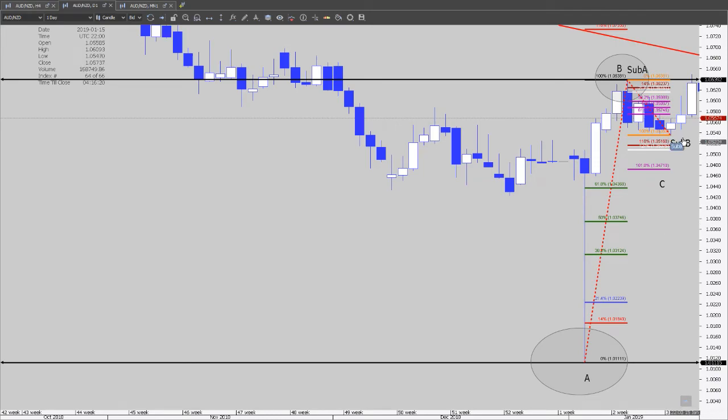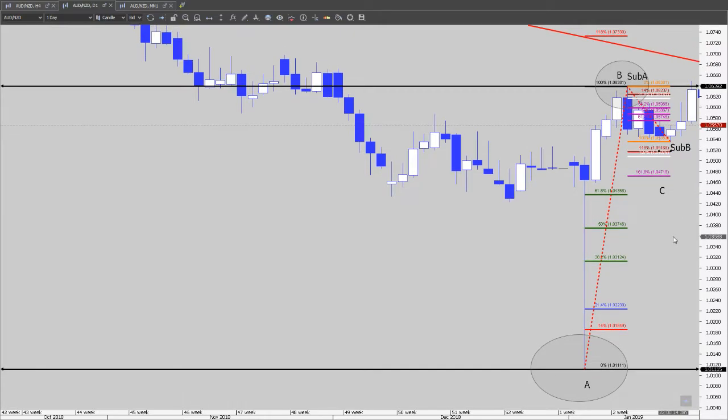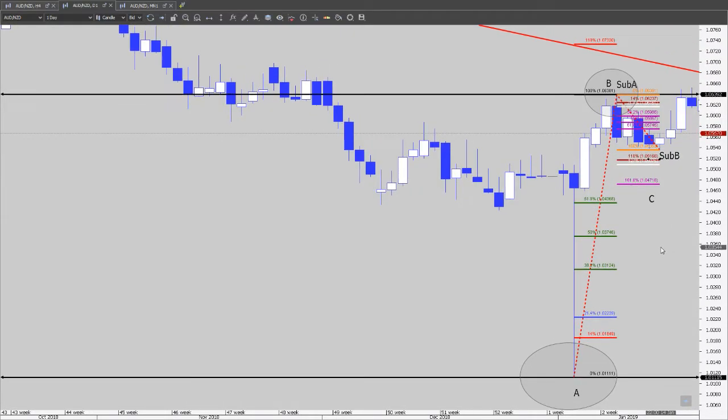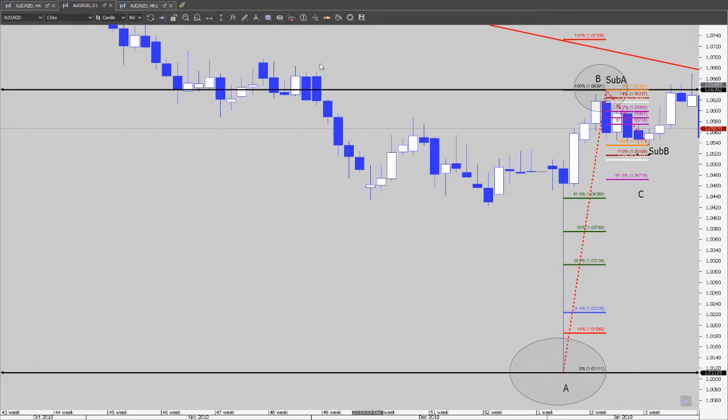What is the B? Sub B, the same rules. It's the first low as soon as possible, right after the sub A. So this is the sub B. And of course, what happened? As you can see, the market broke our Contrarian Fibonacci so far, right? The market broke our Contrarian Fibonacci.